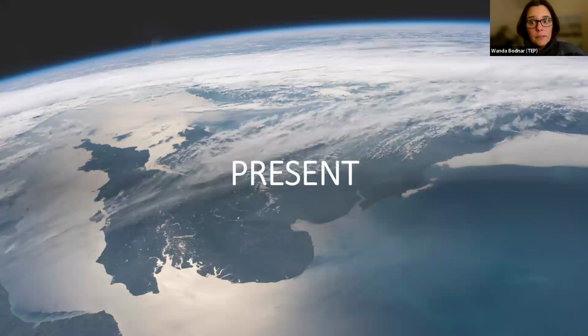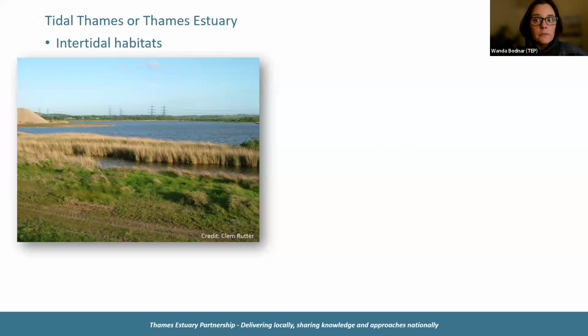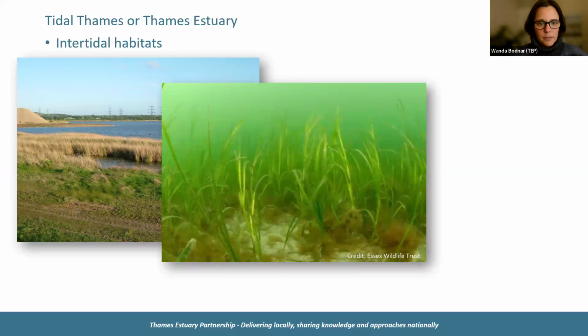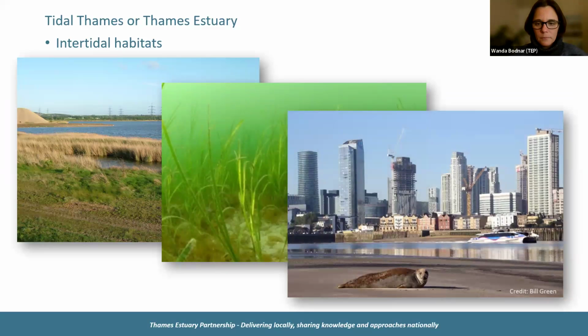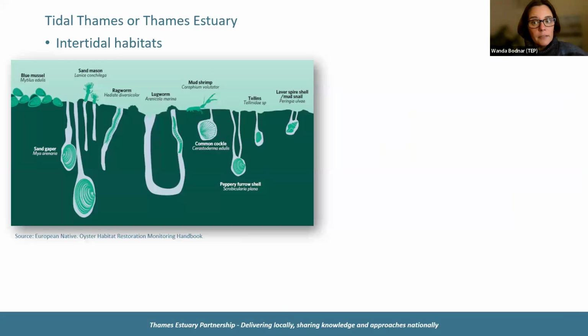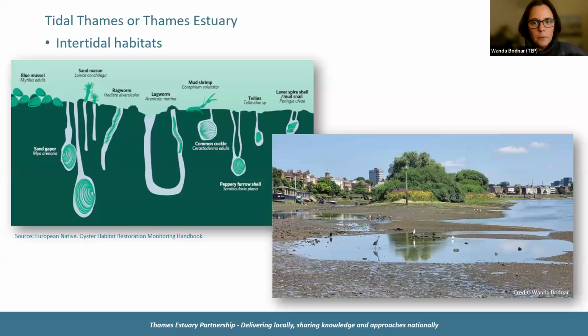And this takes us to the present. First of all, about the habitats in the Thames. Today, the main type of intertidal habitats are salt marshes, seagrass meadows, and mudflats. Mudflats are actually very rich with wildlife. This is where most of the invertebrate species can be found, which are, of course, a great food source for both birds and fish.